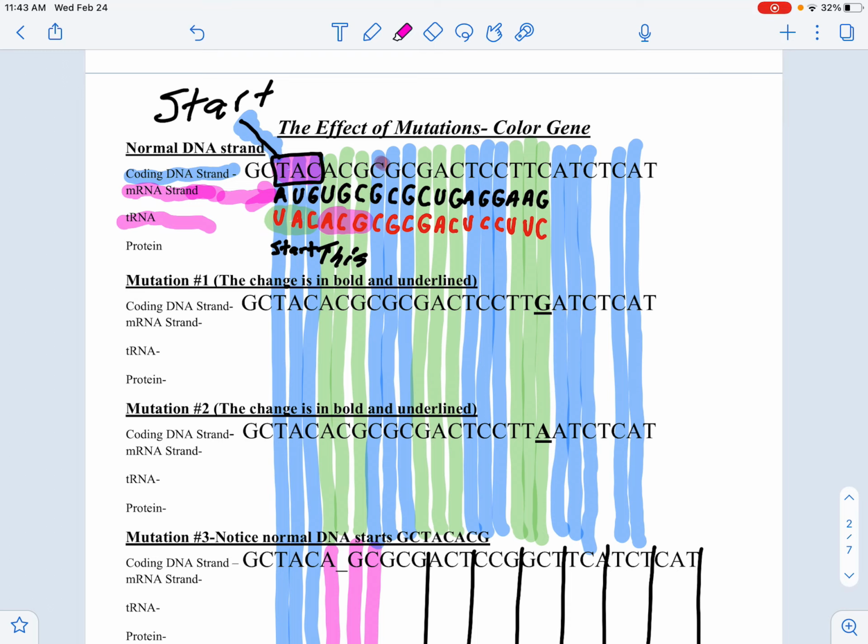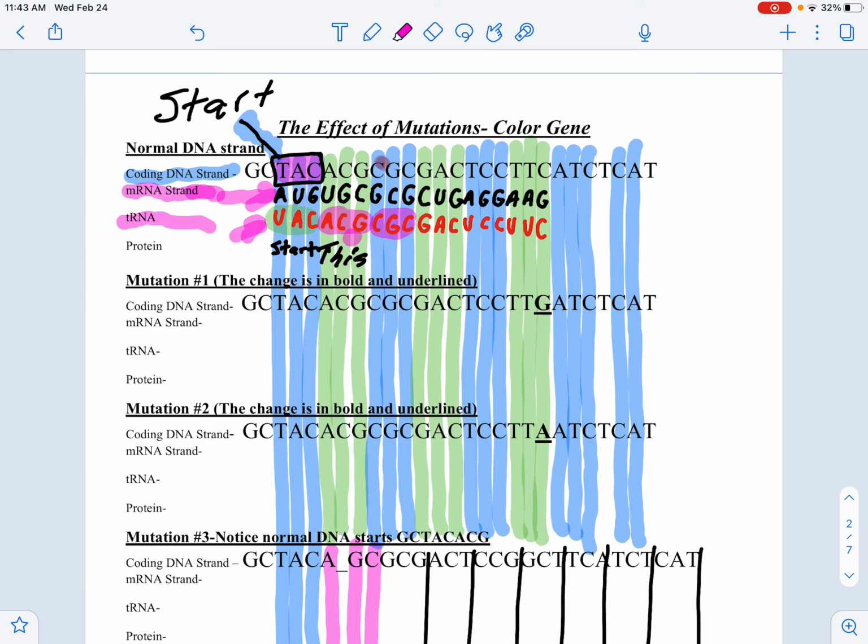All right, so I've already got the first two decoded. If we look at this sequence right here of UAC, that codes for start. And the next sequence over, ACG, that codes for this. So then here, if we look at this one right here, we want to figure out what does this code for.